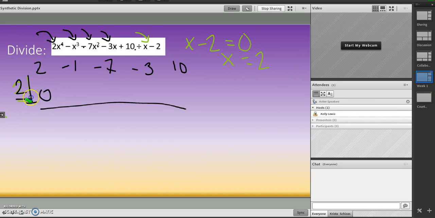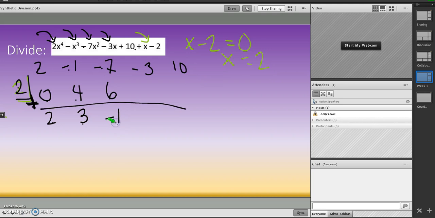So 2 plus 0 is 2. 2 times 2 is 4. Then we're going to add: -1 plus 4 is 3, multiply. 2 times 3 is 6, add. -7 plus 6 is -1, multiply.